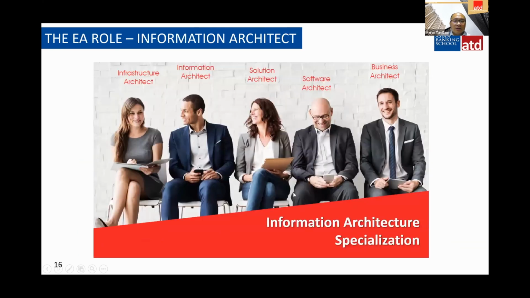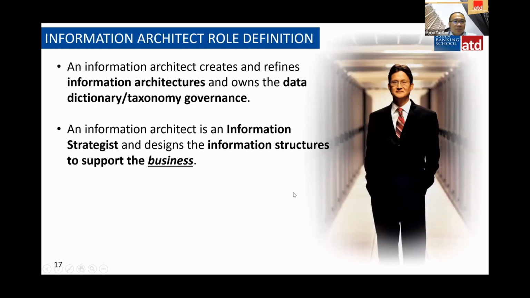Yeah. So the next one is the information architect, right? Basically, it's someone who holds the information strategies. They understand where the data is coming from, where the data dictionary and taxonomy are. Typically, the information architect works very, very closely with the data scientists. Okay. So if you have data scientists in the organization, they are good candidates to upgrade to become information architects, right?